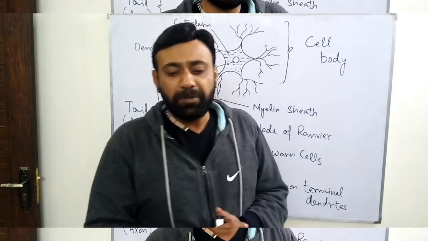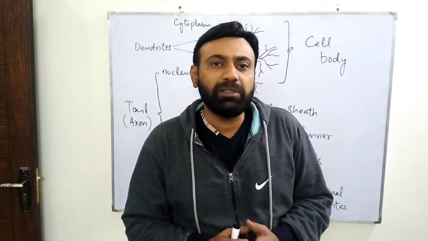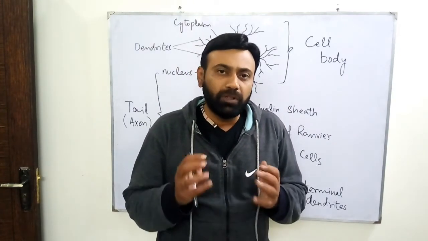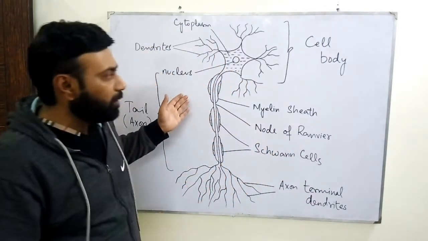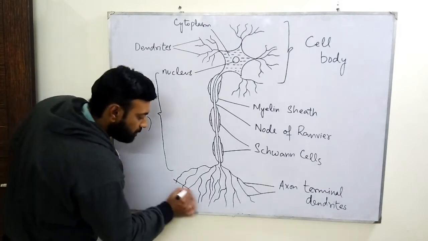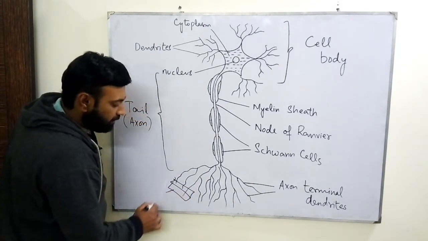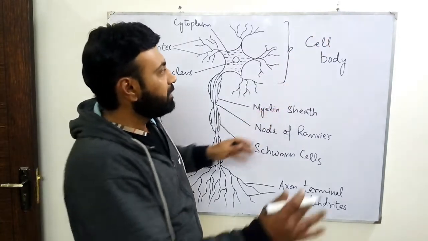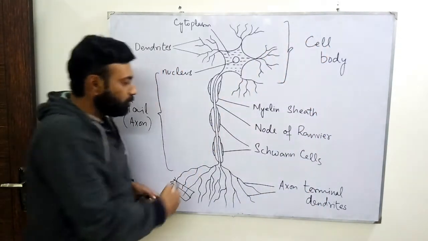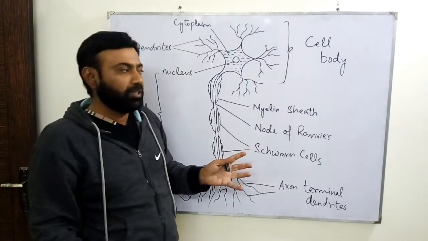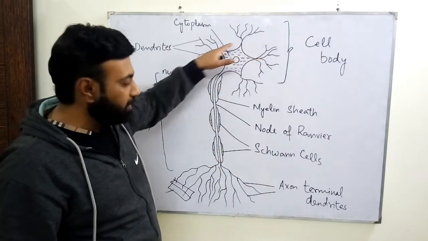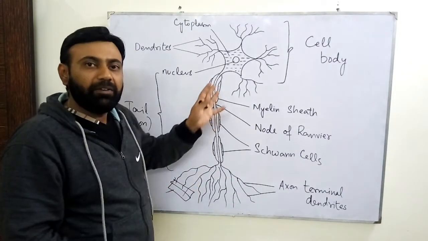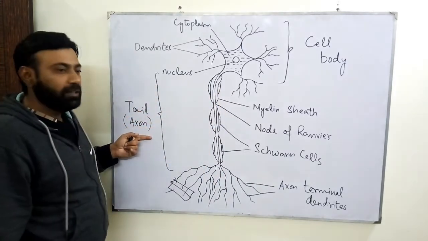Axon is the part of the neuron which carries impulses away from the cell body, and dendron is the part of the neuron which carries impulses towards the cell body. So we are here talking about motor neuron, and at this end of the motor neuron effectors are present, and this part of the neuron is connected to the central nervous system. So basically impulses are flowing from the central nervous system to the effectors through this motor neuron. So the direction of flow of impulse is from the head to the tail. That means in the tail the impulses are traveling away from cell body. That is why we call this tail the axon.